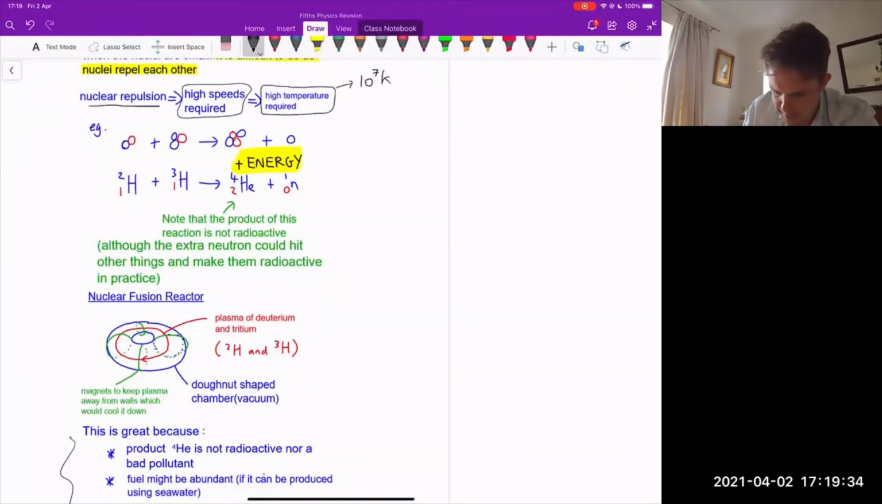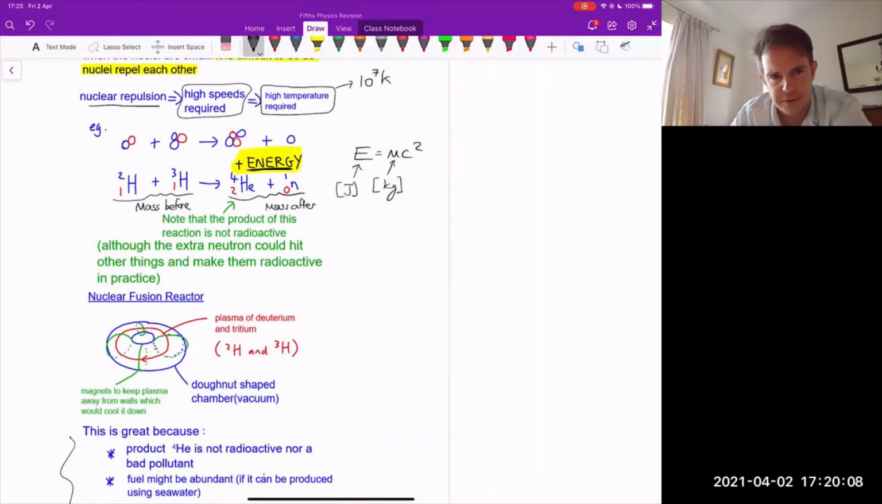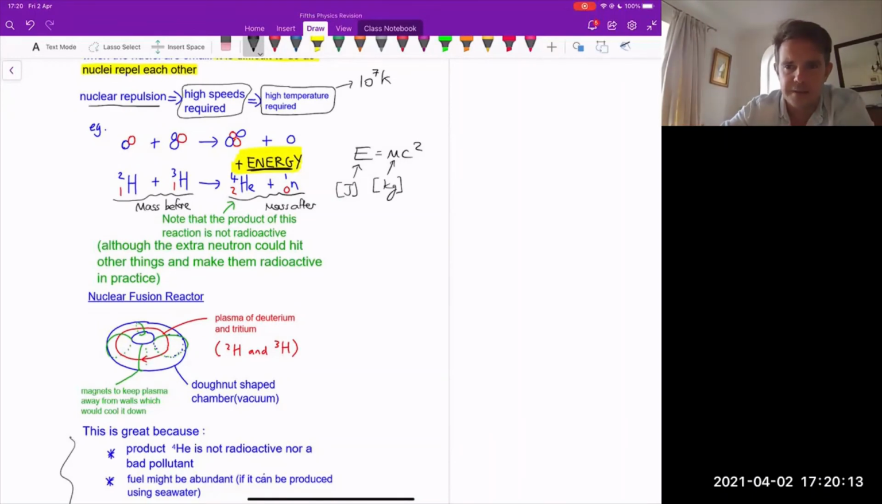And actually what happens is the total mass of these, so the mass before, is higher than the total mass of these things afterwards. So actually what happens is mass gets converted into energy. So this energy is basically equivalent to the mass difference between the reactants and products. And this equation, which relates mass in kilograms to energy in joules, is how you would calculate the amount of energy given off in fusion. So that's one use of that rather cliched famous equation.